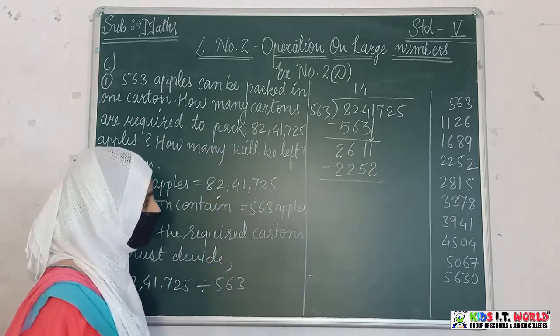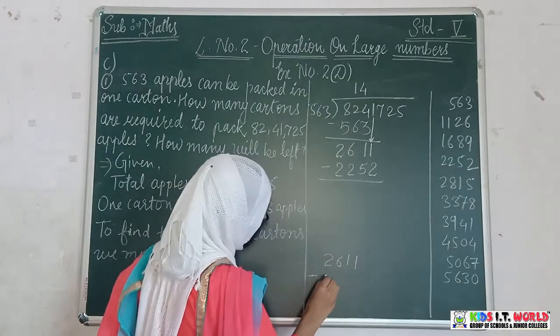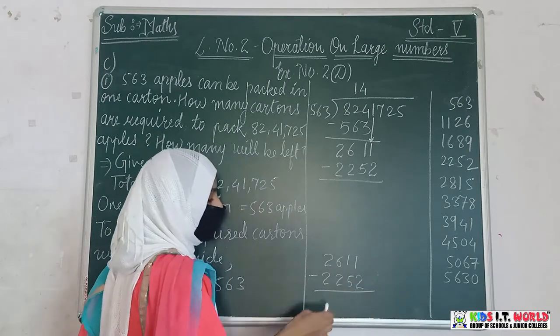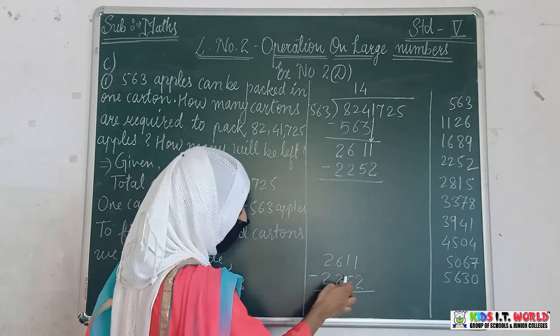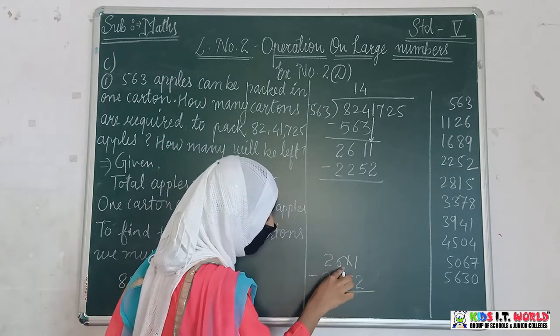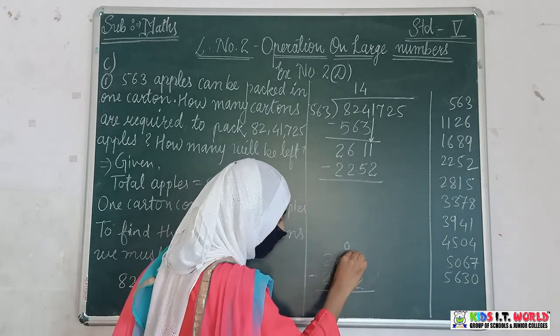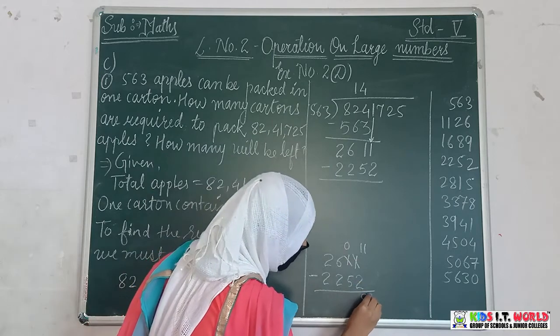So we will do it here. 2611 subtracted with 2252. Now see here, 1 minus 2, is it possible? No. So we have to borrow from the another number. We will take from 1. So if you are taking from here, it will get 0 and it will be 11. 11 minus 2, it is 9.